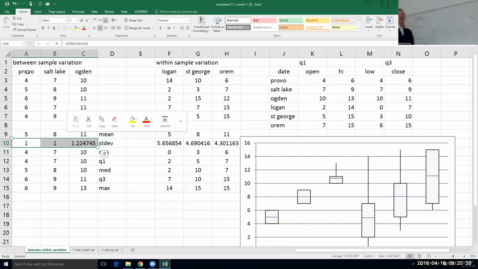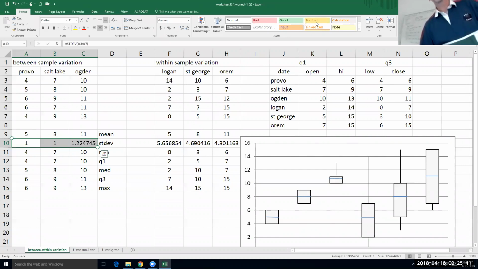Now, that brings me up to another point that I want to bring up here with regards to the null hypothesis here, okay?